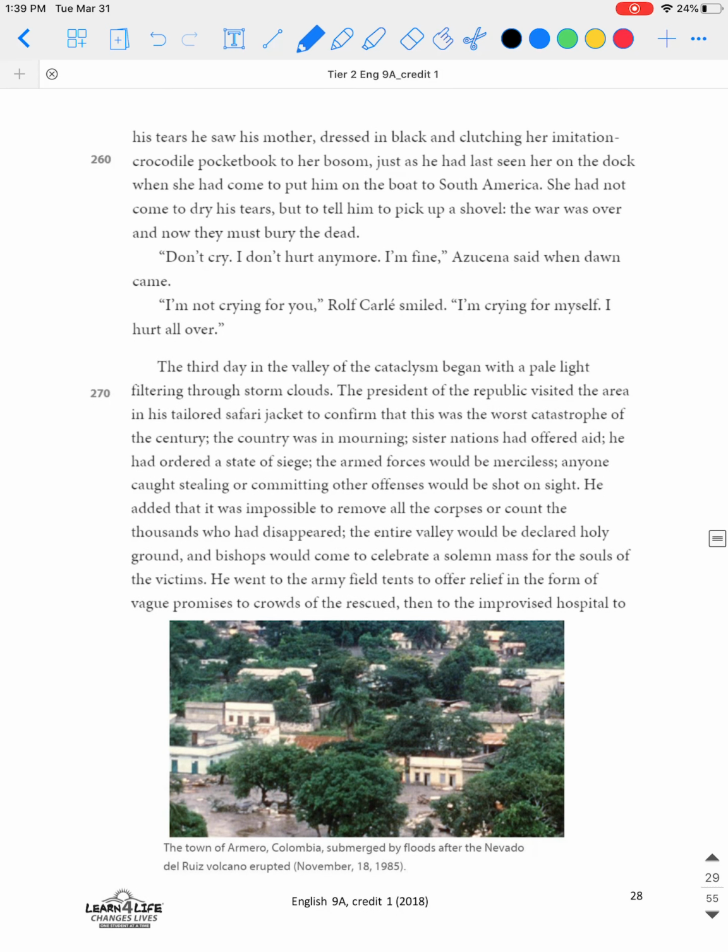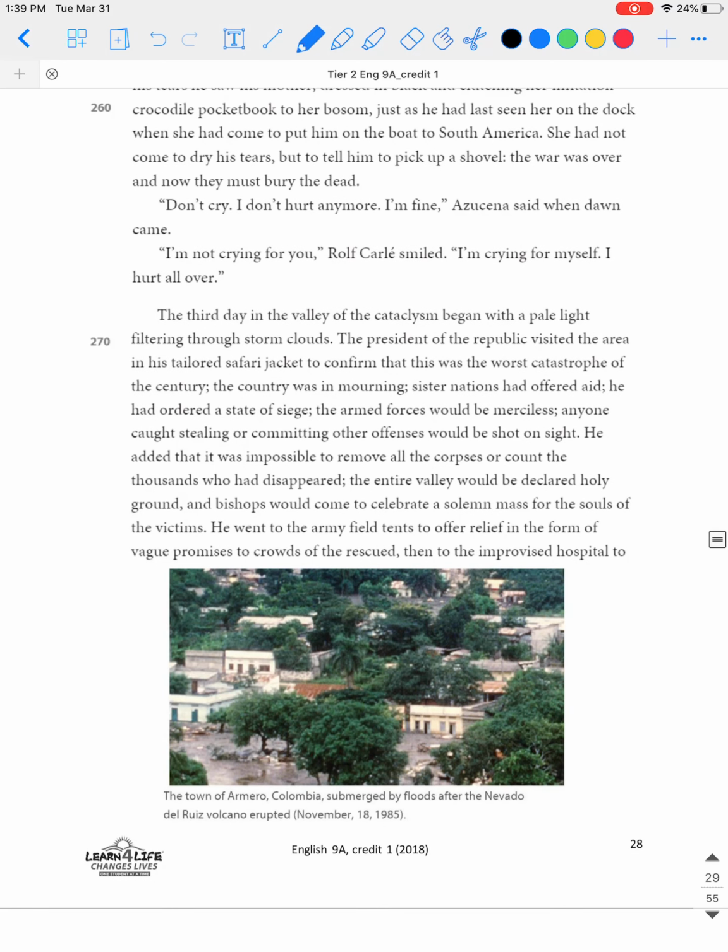She had not come to dry his tears, but to tell him to pick up a shovel. The war was over, and now they must bury the dead. "Don't cry, I don't hurt anymore, I'm fine," Azucena said when dawn came. "I'm not crying for you," Rolf smiled. "I'm crying for myself. I'm hurt all over."